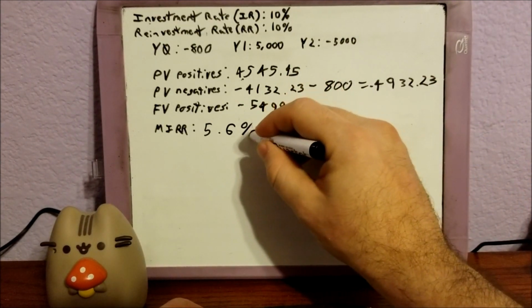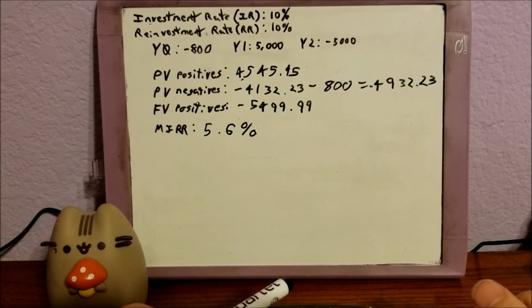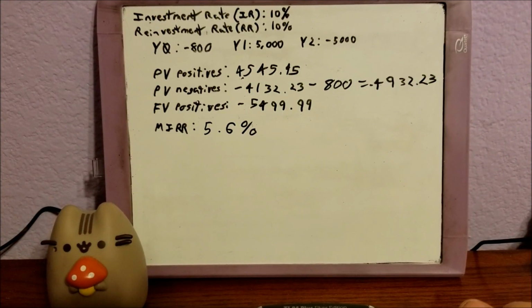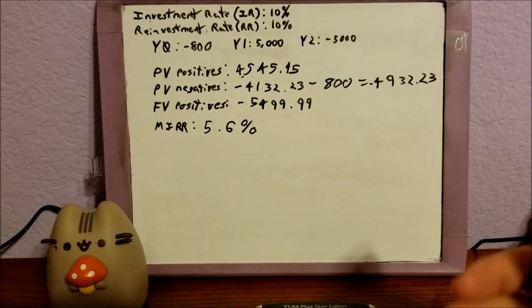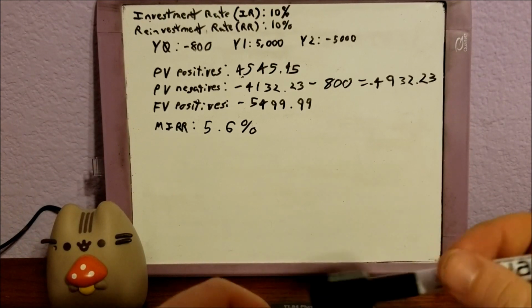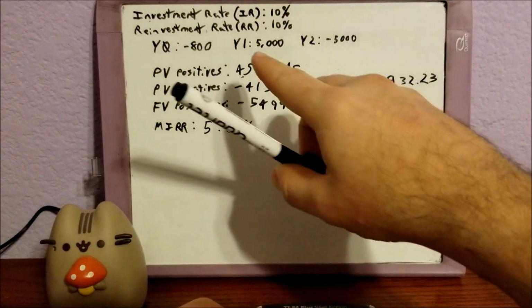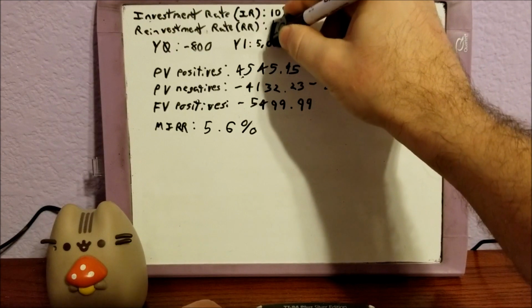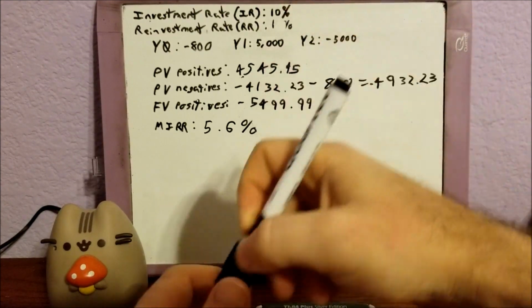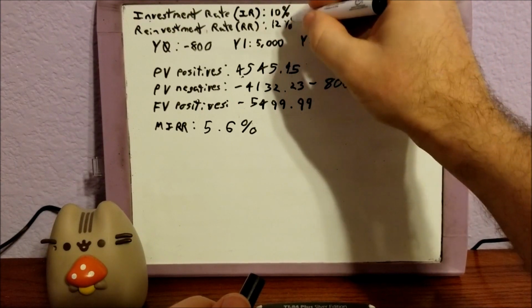5.6%. Okay? It's that simple. So what happens if all of them are positive? Well, I'm going to show you that just so that you know how to deal with it. And to throw us for an extra loop, I'm going to change the reinvestment rate to 12. Let's just say, for fun, this is going to be 12%.